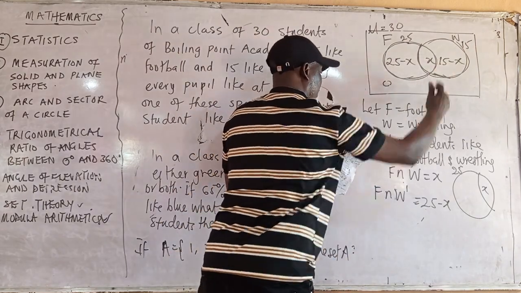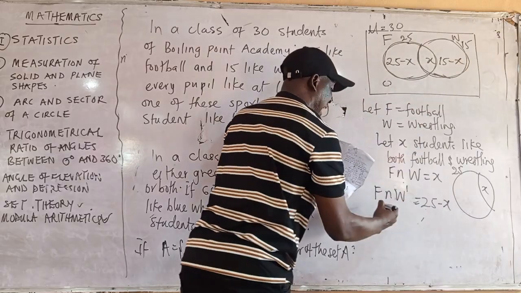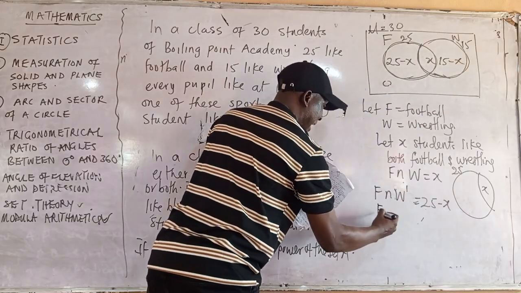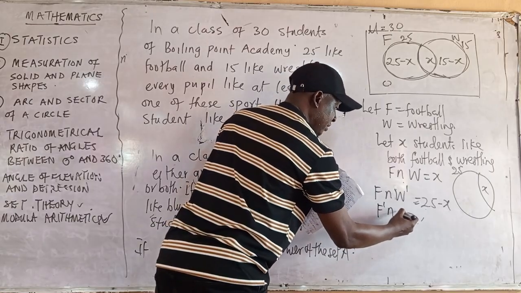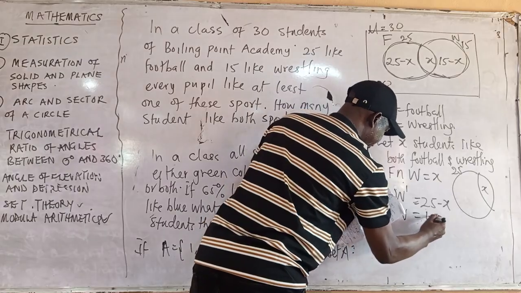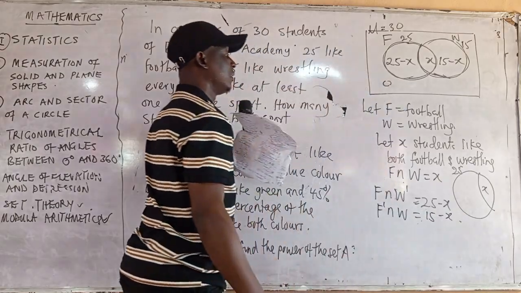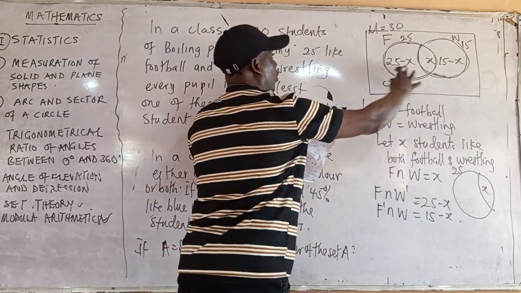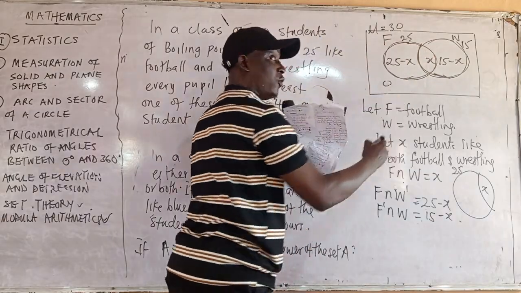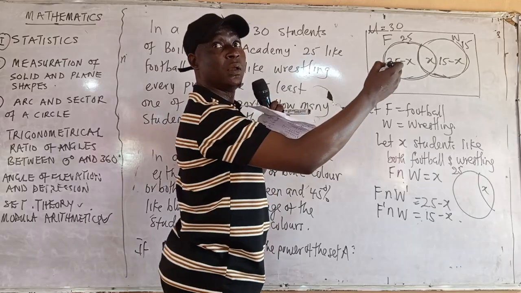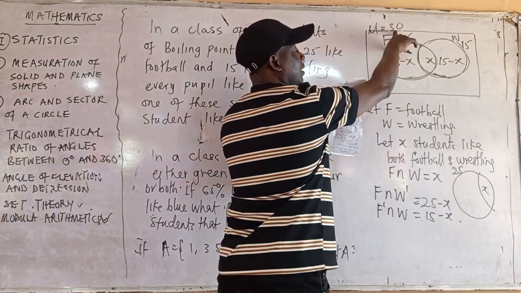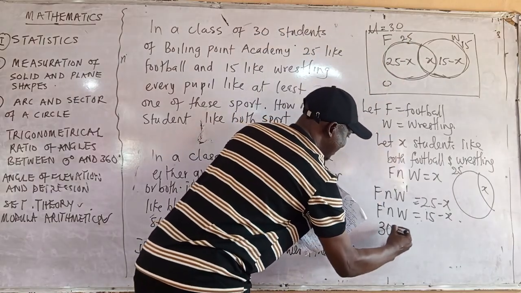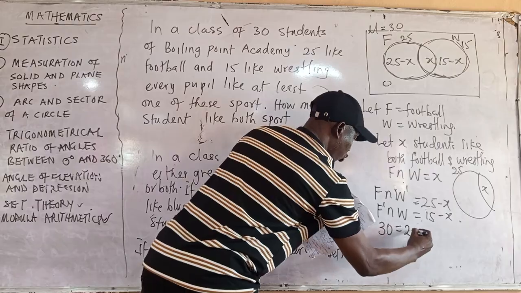What about this other one, the 15 minus X? How do we write it? F prime intersection W. That is 15 minus X. Excellent. So everything that we have inside the rectangle will be equal to what? 30.